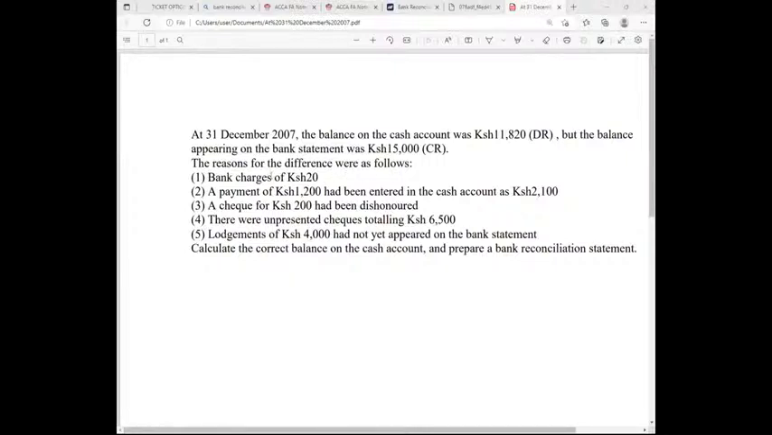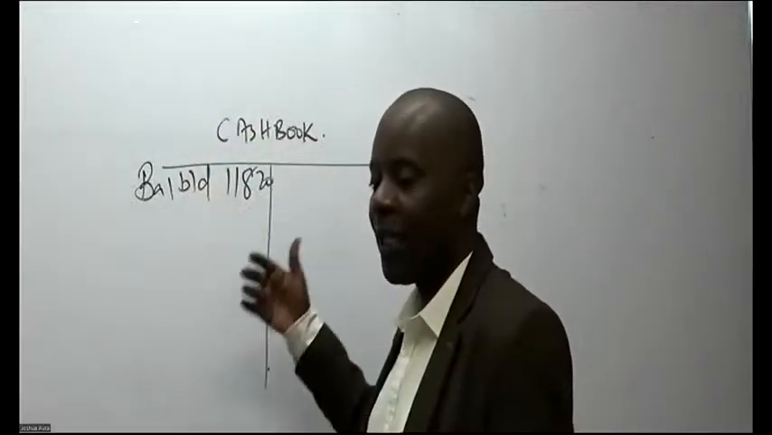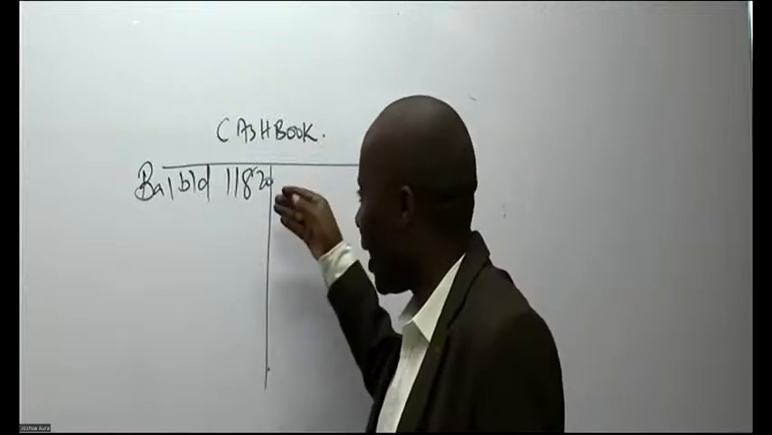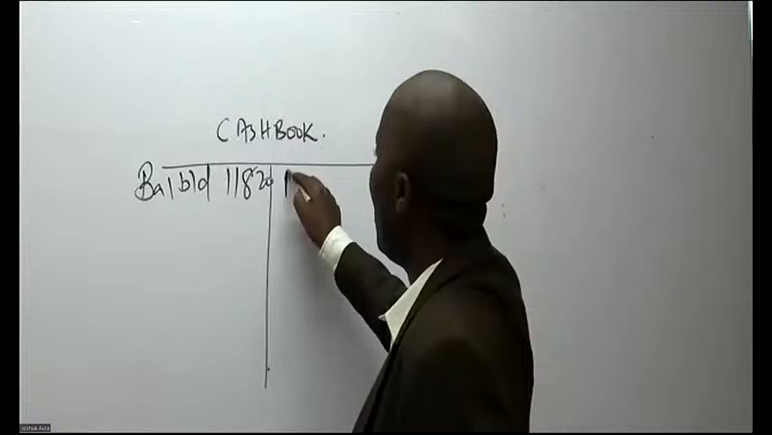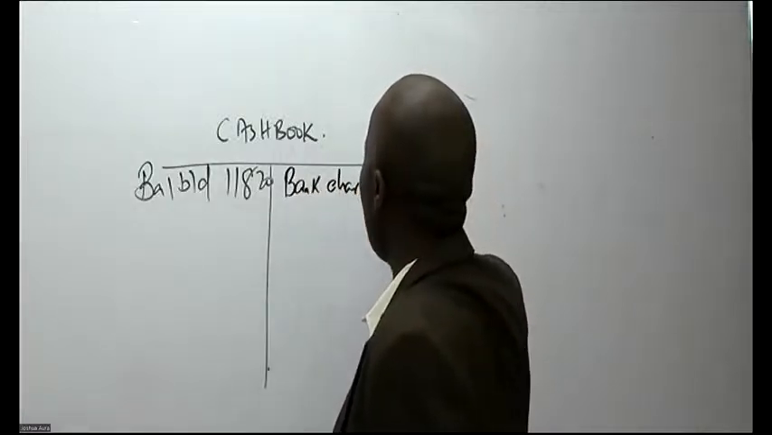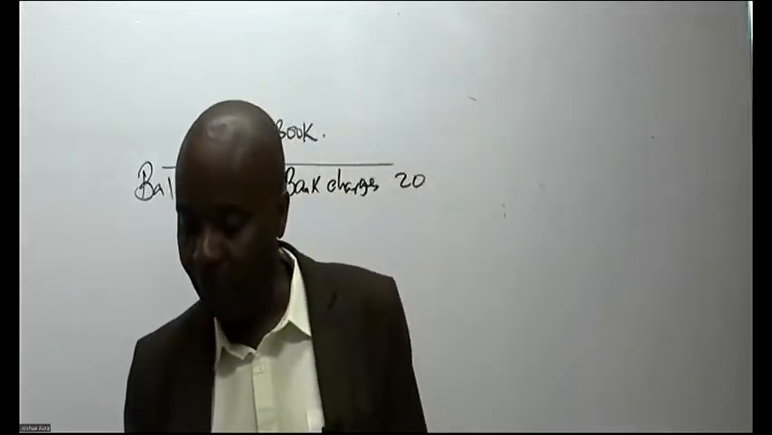The first thing that I'm now aware of is that there were some bank charges of Kenya shillings 20. You know, bank charges are not here in the cash book, and I know it's a cash outflow. So now that I've gotten to know about them, I need to come and update my cash book. So we have here bank charges of 20 bob.